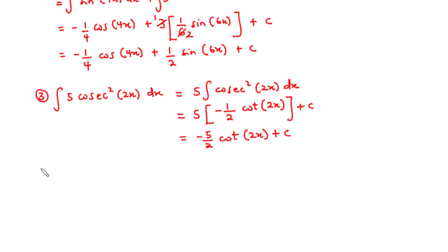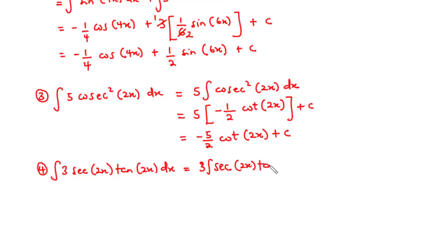So to example 4, we want to find the integral of the function 3 sec 2x times tan 2x dx. So as usual, we are going to pull out the constant, which is 3. We have the integral of sec 2x times tan 2x dx.